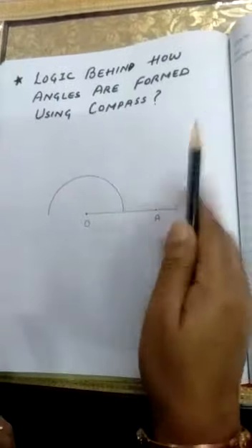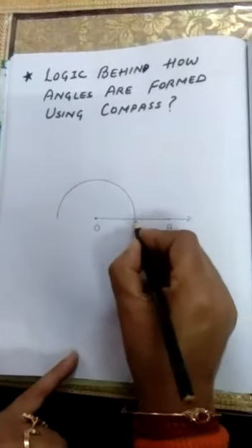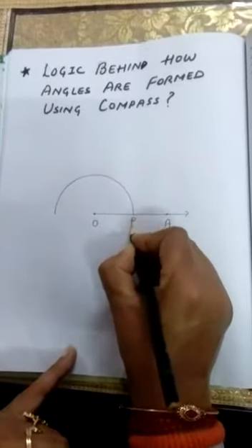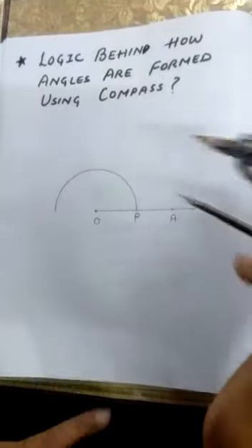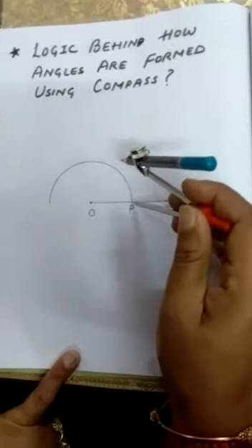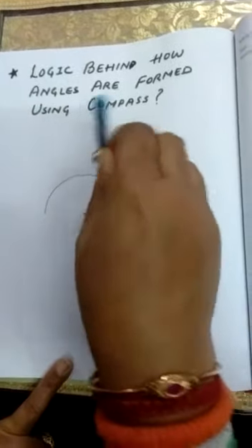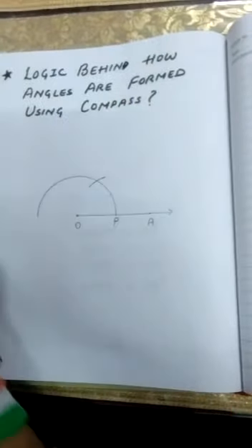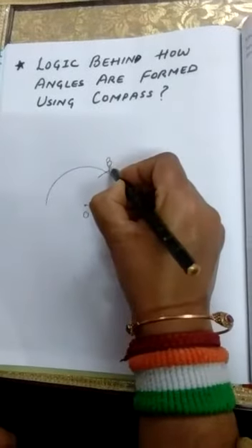Now I told you that you have to draw the next arc without disturbing the compass. Let us take the point where the arc meets the ray OA as P. Now I will keep the tip of my compass at point P and draw another arc which intersects the previous arc. Let this be point B, the point where the two arcs intersect.